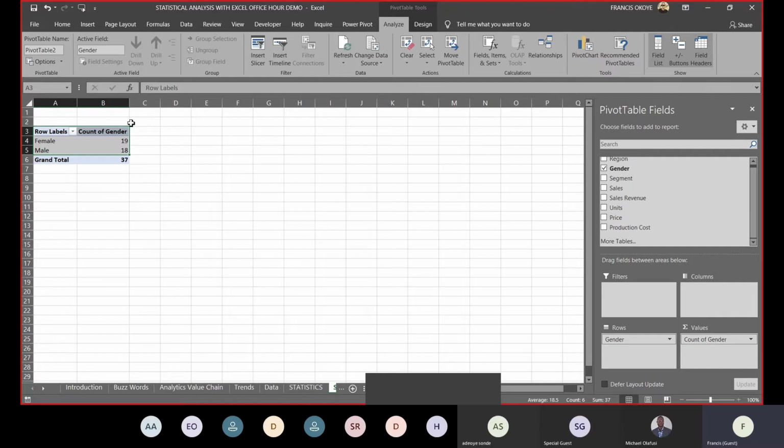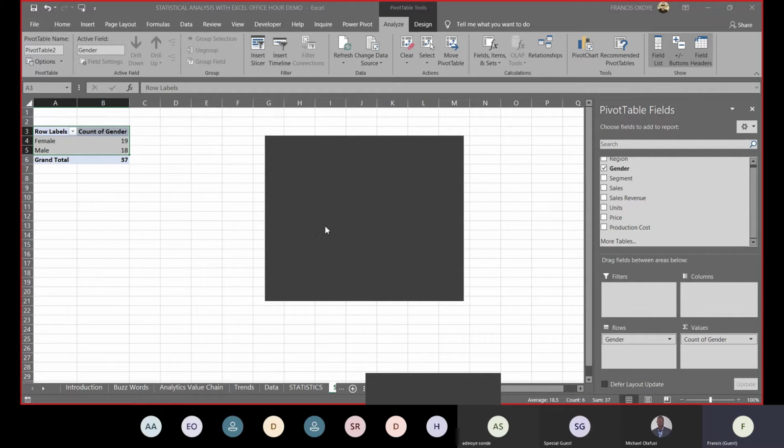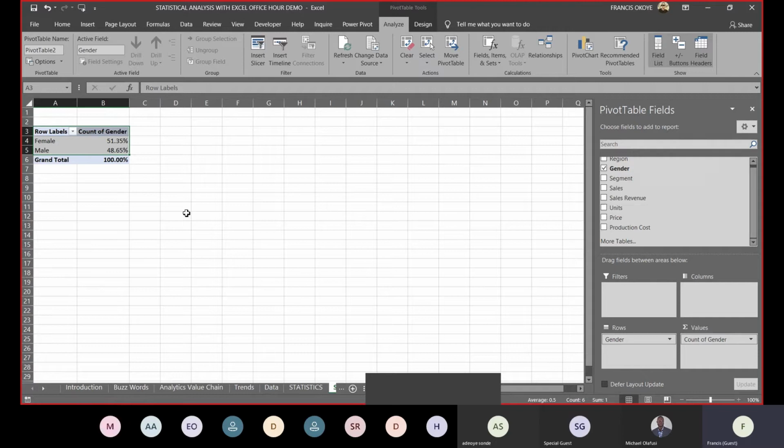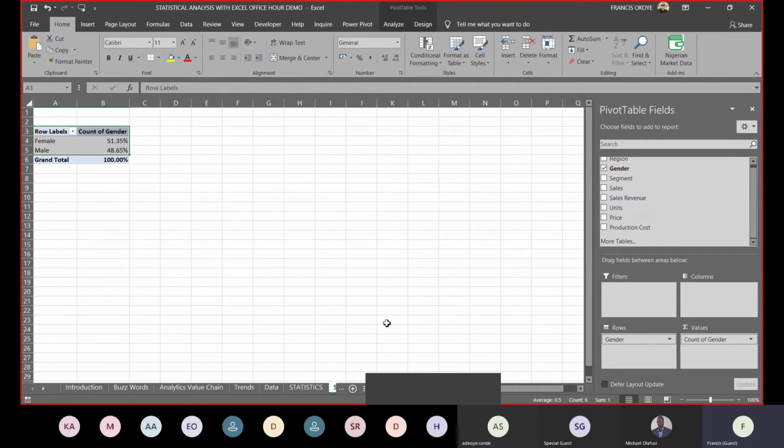And when we do this, we can put them in percentage, because most times we are trying to look at proportions. So sometimes we have to change it and say show values as a percentage of the grand total. So it can be in percentage terms. Then I can summarize it: 51% of our customers are female, 48% are male. And we can also present it using charts. So these are the kind of presentations we are talking about. All we are doing is only describing the data. We are not drawing any conclusion yet.